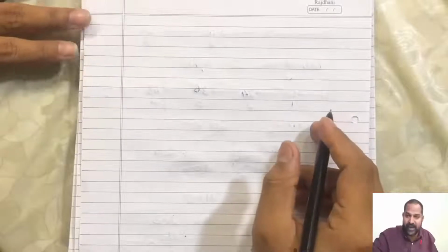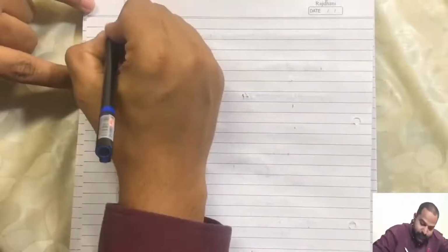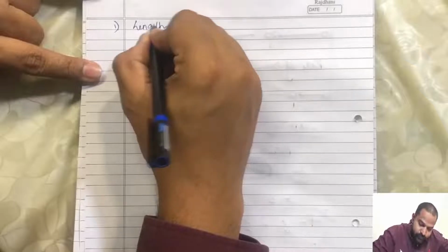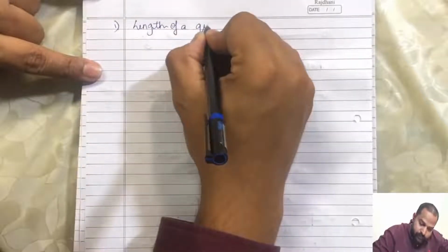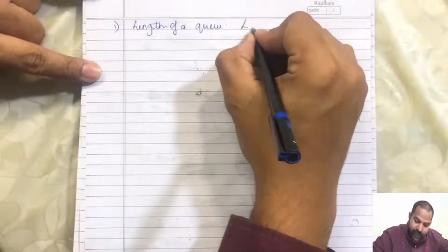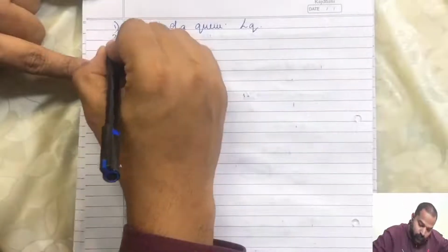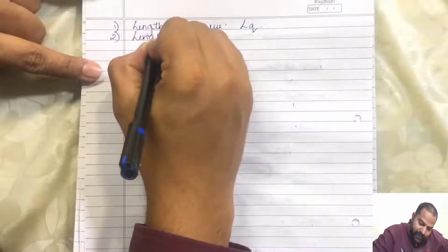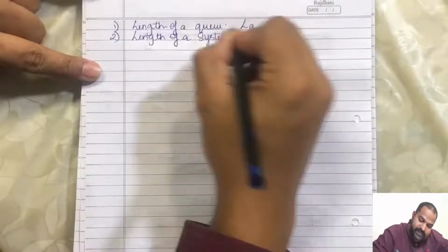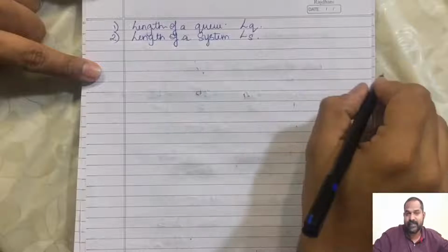We are now entering into the four very important aspects that we are trying to study in a queue, and that is number one, length of a queue, and this is denoted by LQ. Number two, length of a system, and that is designated by LS.